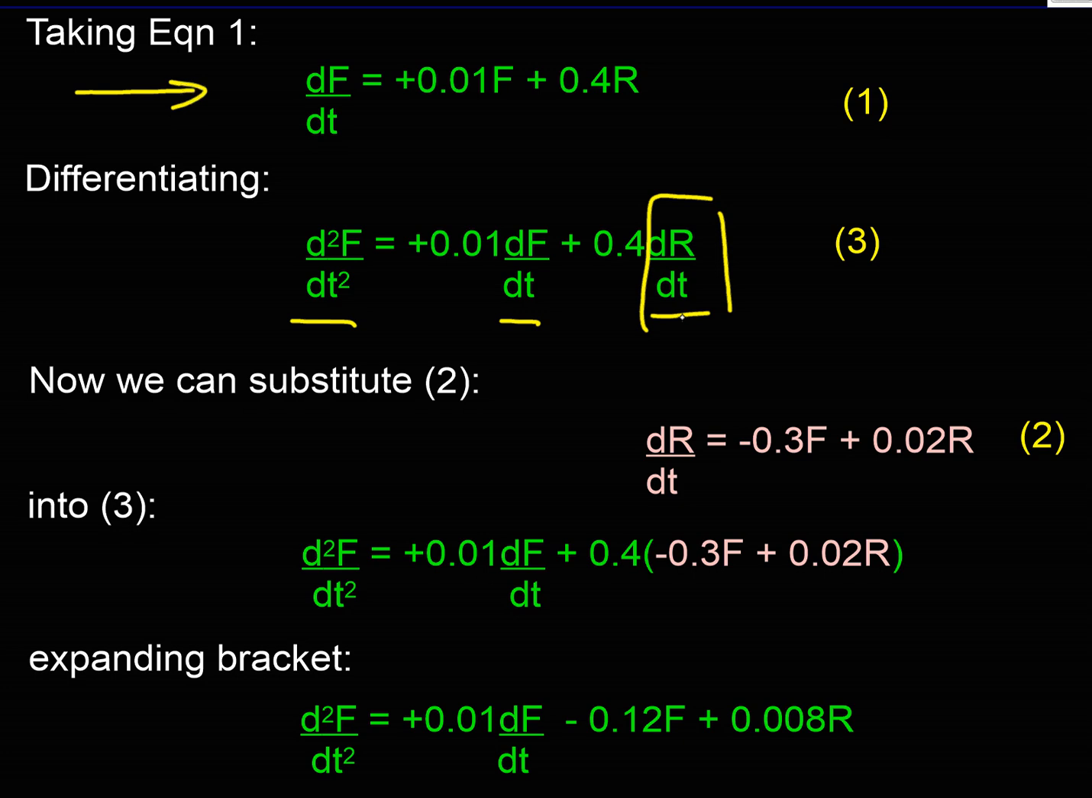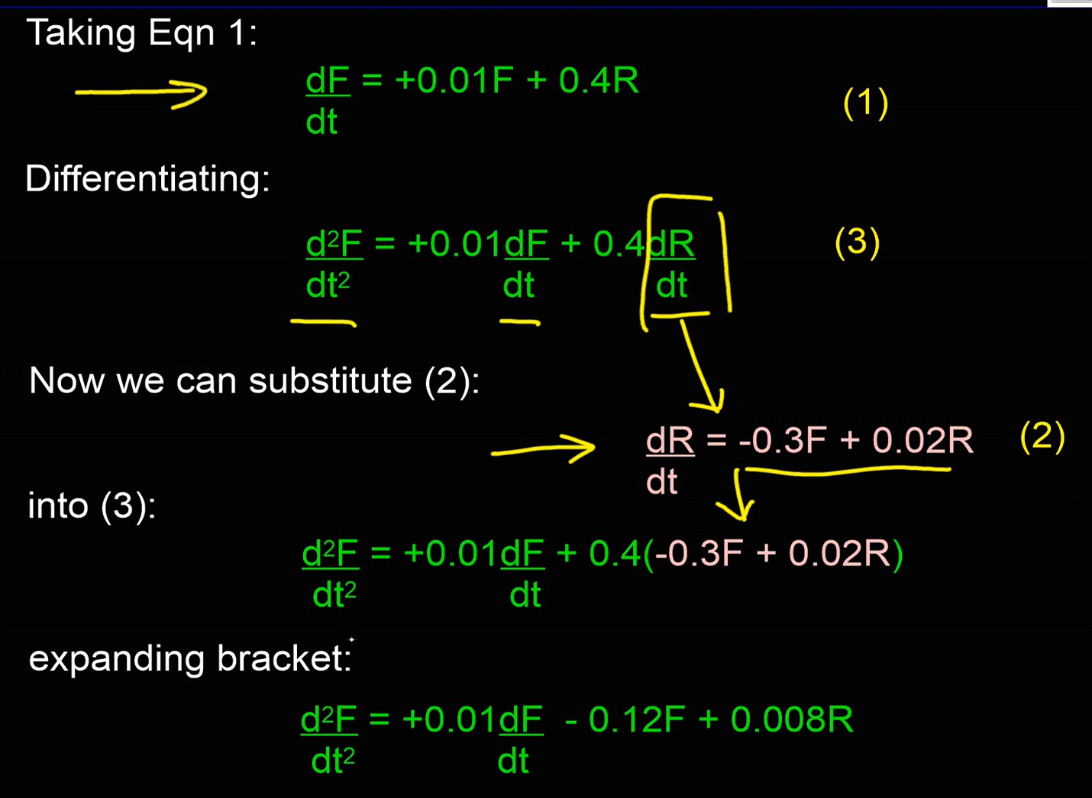Well, I've got an equation from above in terms of what happens to the rate of change of the rabbits. Here it is, the second equation, and it just tells me what dr by dt is in terms of f and r, so I'm just going to sub that in place of the dr by dt. So I've now got this equation here.